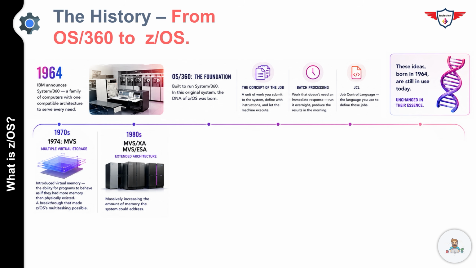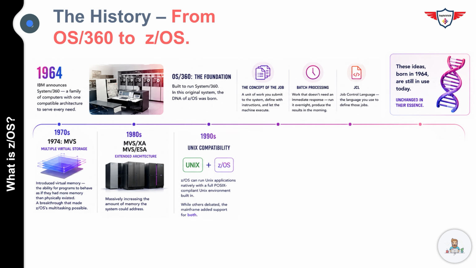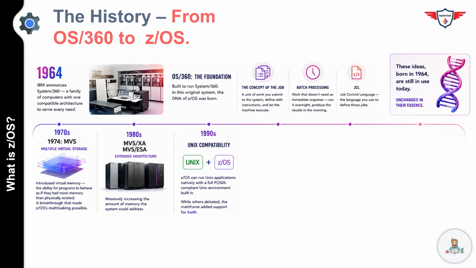MVS, that is Multiple Virtual Storage, arrived in 1974. It introduced virtual memory, letting programs behave as if they have more memory than physically existed. This breakthrough made z/OS multitasking possible. The 1980s brought further expansion, massively increasing how much memory the system could work with.